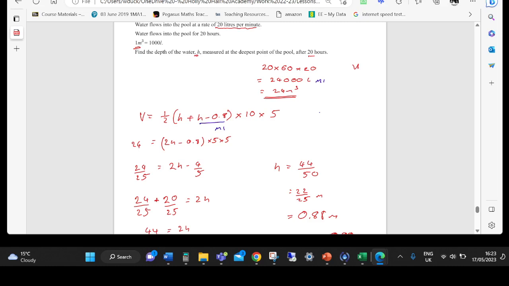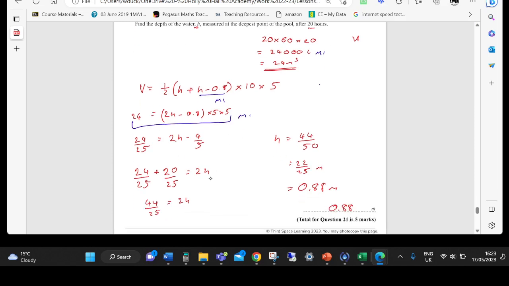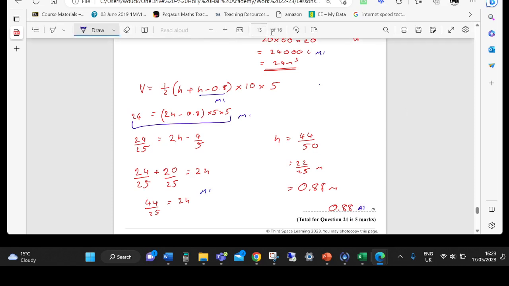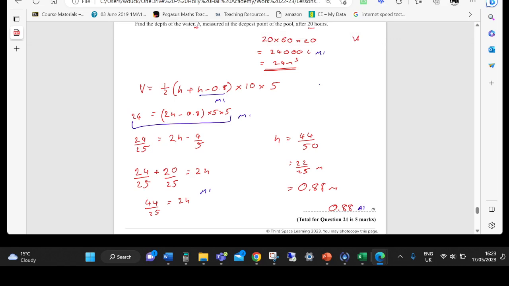Okay, they've actually said an M1 for that being equal to 24, so I'll award it there. M1 for attempt to solve h, so I'll say that's my attempt to solve h, and then an A1 for 0.88. And that brings us to the end of that paper.